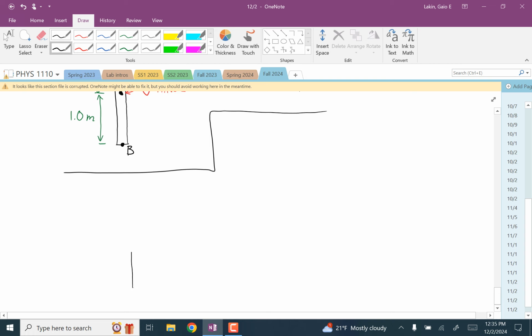Okay, so here's the board. The hinge is at the middle. Our point A is here. And our point B is here. And first I'm going to draw the circular paths that these points follow. So the point A follows a circular path like that. The hinge is always at the center of all of these circles. And the point B follows a circular path like this.